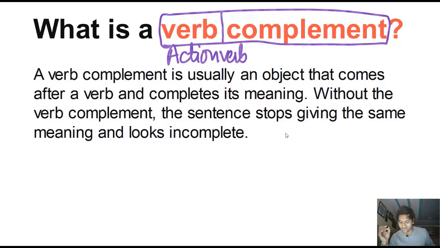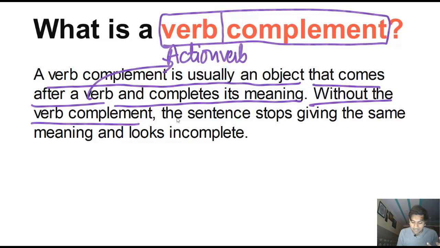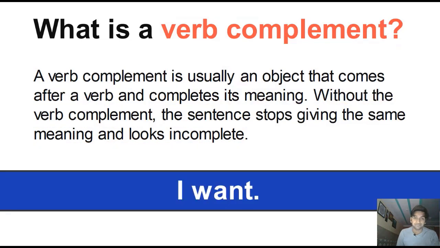Now let's look at the definition. A verb complement is usually an object that comes after a verb and completes its meaning. A verb complement is something which is an object usually that comes after a verb, an action verb, and completes its meaning. Without the verb complement, the sentence stops giving the same meaning and looks incomplete. Let me show you an example and make you understand.